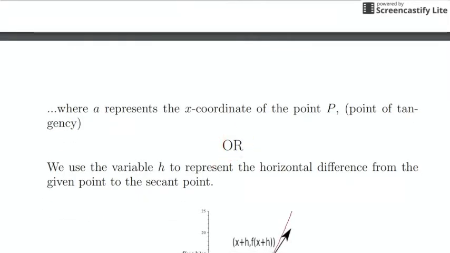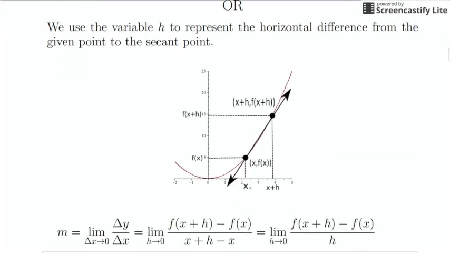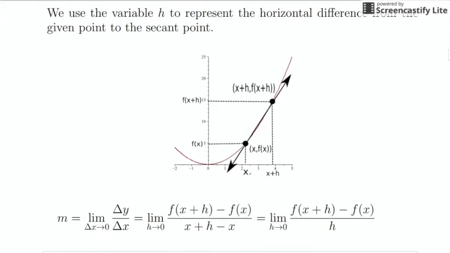Another way to do this is, instead of talking about delta x, we're going to let h represent the delta x. I'll show you how this works here. What we're going to do now is take our point here, f of x. Now this is going to be our original point, where we're going to find our point of tangency. So this time we're going to change our focus a little bit.